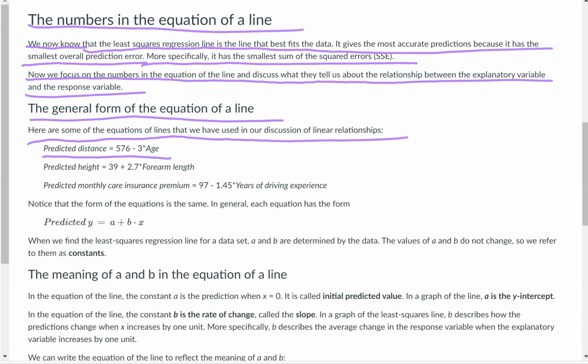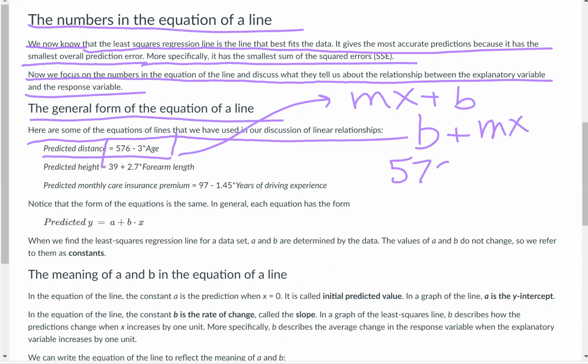First, the predicted distance we saw was about how far someone can see based on their age: 576 minus 3 times the person's age. I think we even specified, to make it look more like the equation of a line, that we usually see mx plus b, but a lot of times with regression lines they switch them. You'll see the number without a variable first, and then the number with a variable. So they wrote 576 minus 3 times the person's age. We'll just say that the person's age is x.